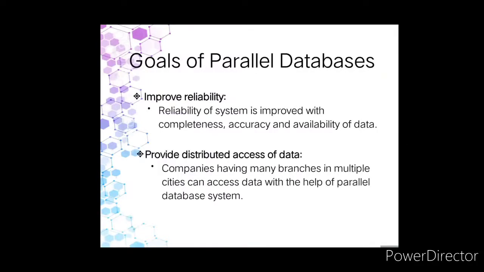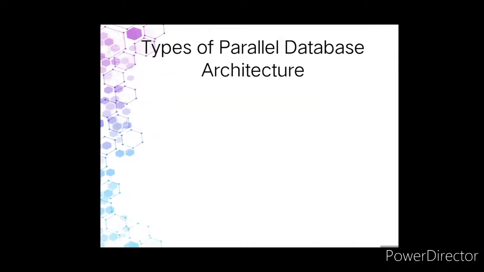The fourth is provide distributed access of data. Companies having many branches in multiple cities can access data with the help of a parallel database system. We have the types of parallel database.